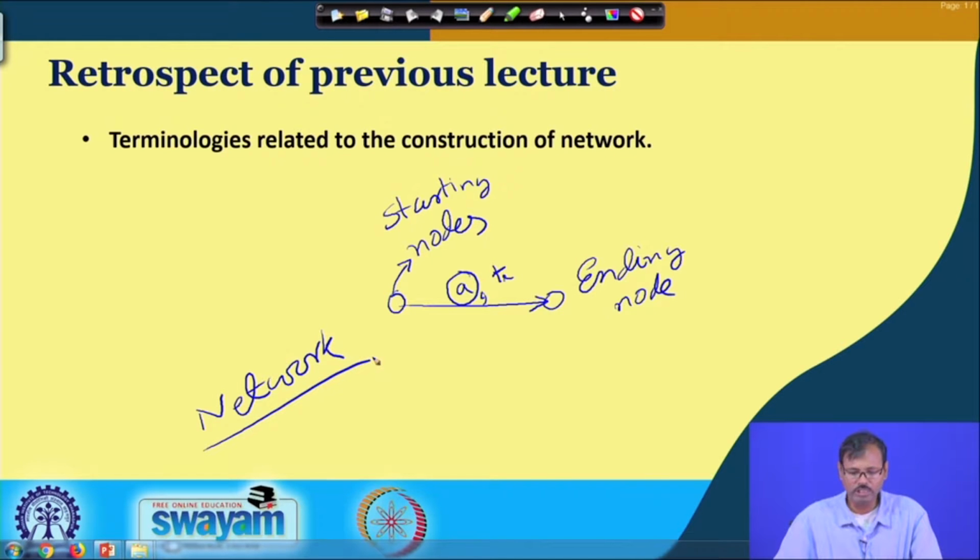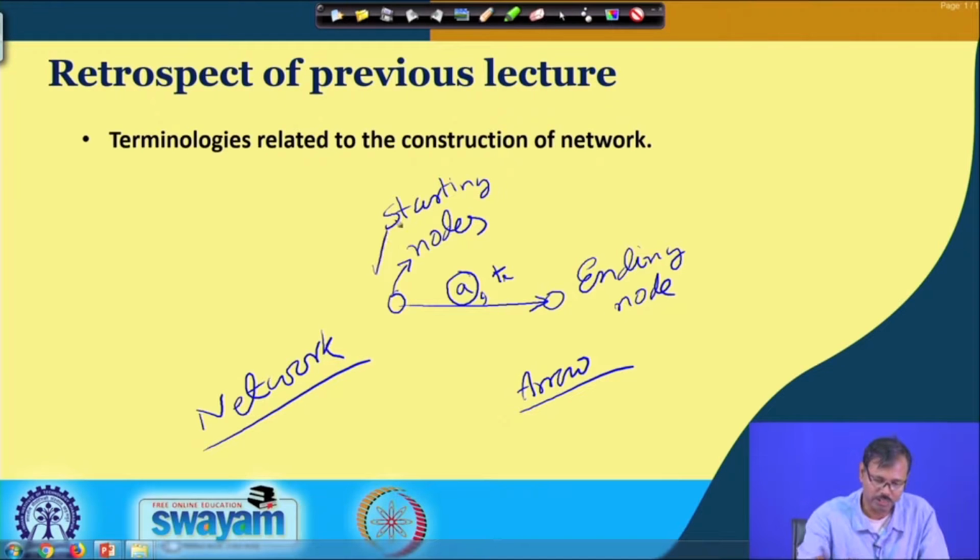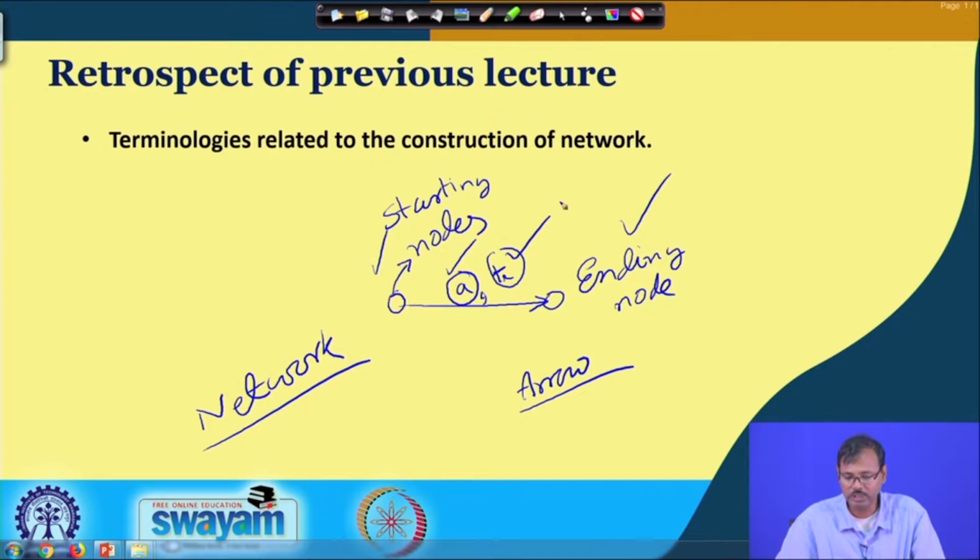We will discuss how to construct a network in this lecture, but before that we are retrospecting what we have learned in the previous lecture. We know that an arrow represents a job. It must have an initial or starting node, an ending node, and a fixed duration. On that arrow we present the name of the job and its duration. This is essentially required.